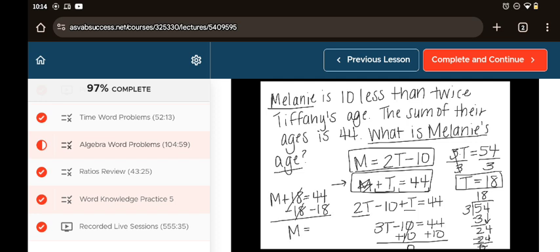When I do the opposite, it cancels that 18 out and I'm left with m by itself on this side of the equal sign. And then I subtract here. 14 minus 8 is 6. 3 minus 1 is 2. So now I know that Melanie is 26 years old.